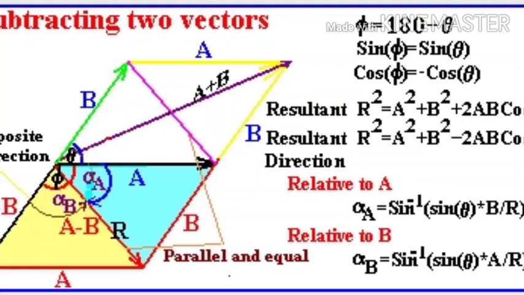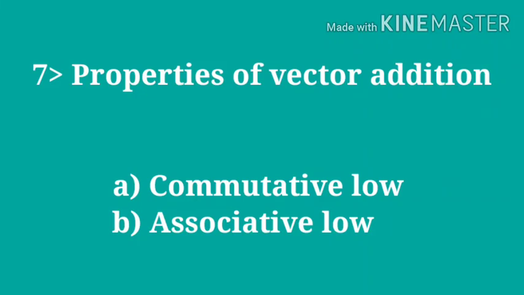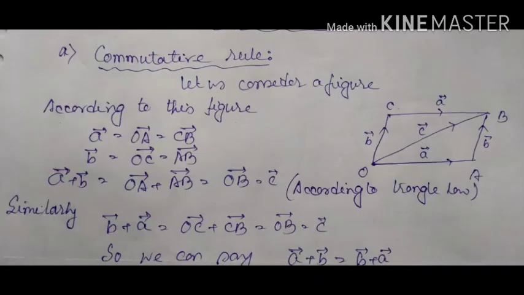Now we will talk about properties of vector addition. In this part we will talk about only two properties. Number one, commutative law. Let us consider a figure OCBA. According to this figure, A vector is equal to OA vector is equal to CB vector, because the figure shows a parallelogram. B vector is equal to OC vector is equal to AB vector.